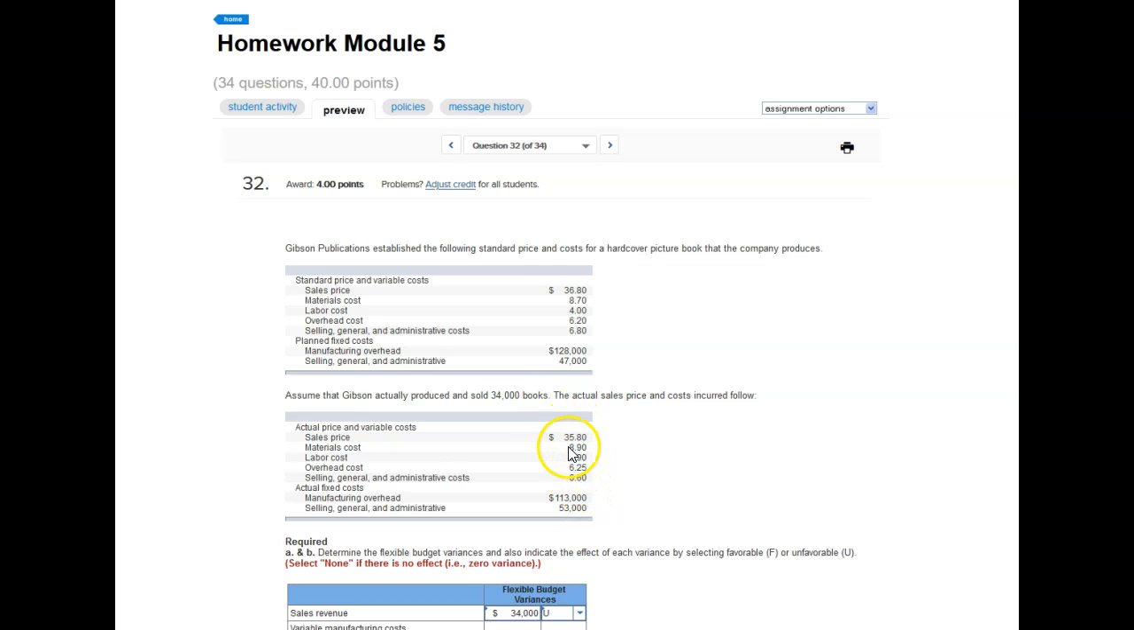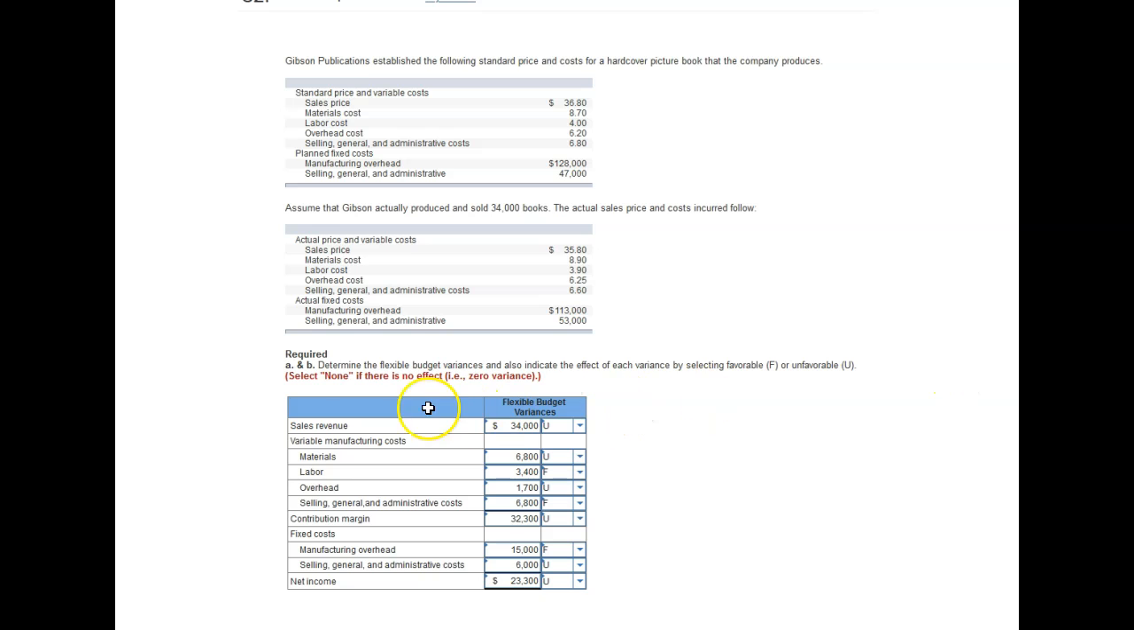Here are the actual numbers. The actual selling price was $35.80 per book, not the 36.80. Again, these are what they expected. These are the actual results. They have the variable cost and then the fixed cost. Scroll down a little bit. Required: determine the flexible budget variances and also indicate the effect of each variance by selecting favorable or unfavorable.